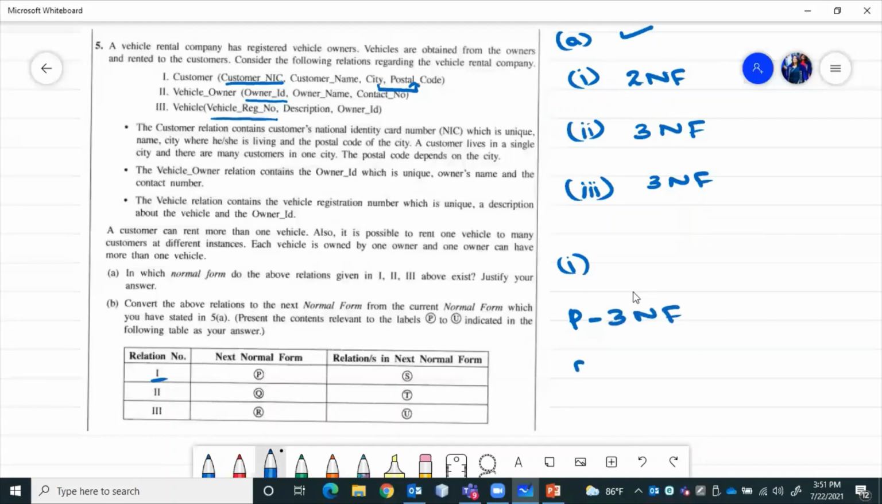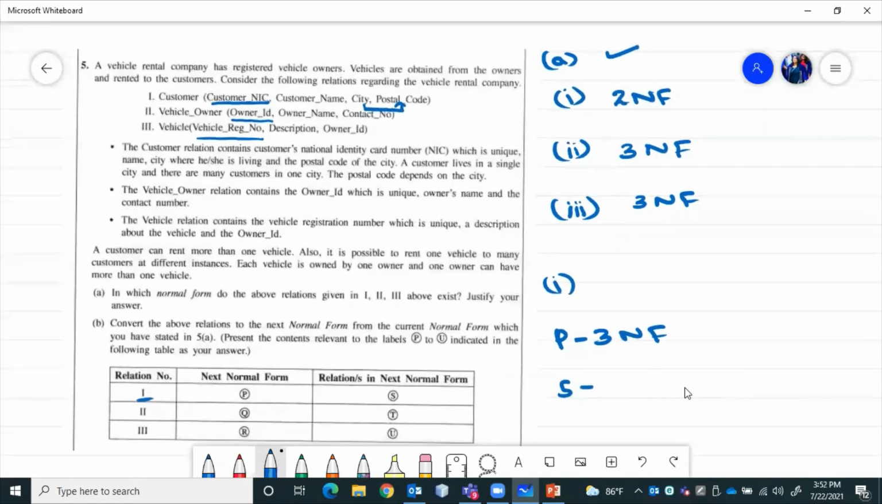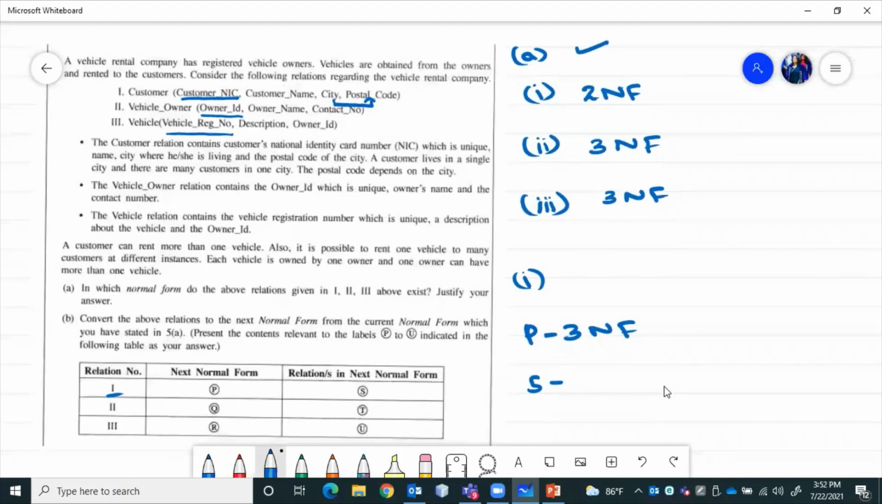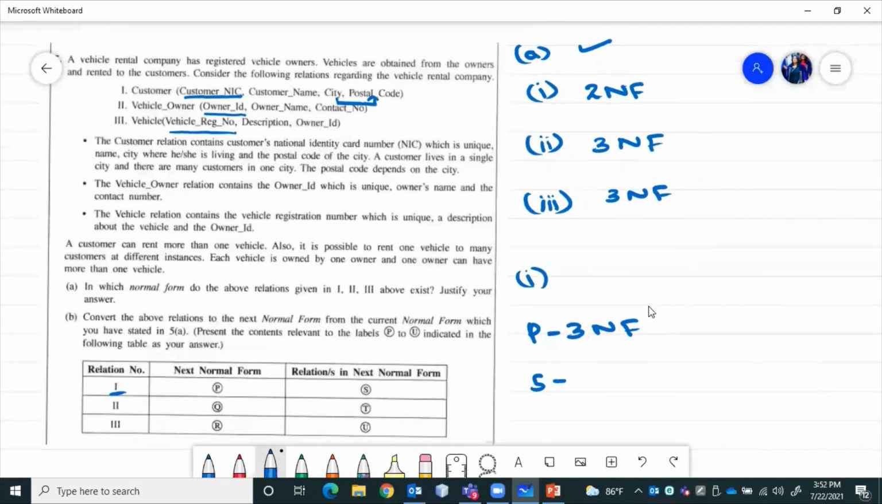So yes, that means we're supposed to do the third normal form, and then we have to write the answer relations. Can you type it and send it to me? Remove the transitive dependency, create the relations and send it to me. You can use your brackets and all, so no issue.